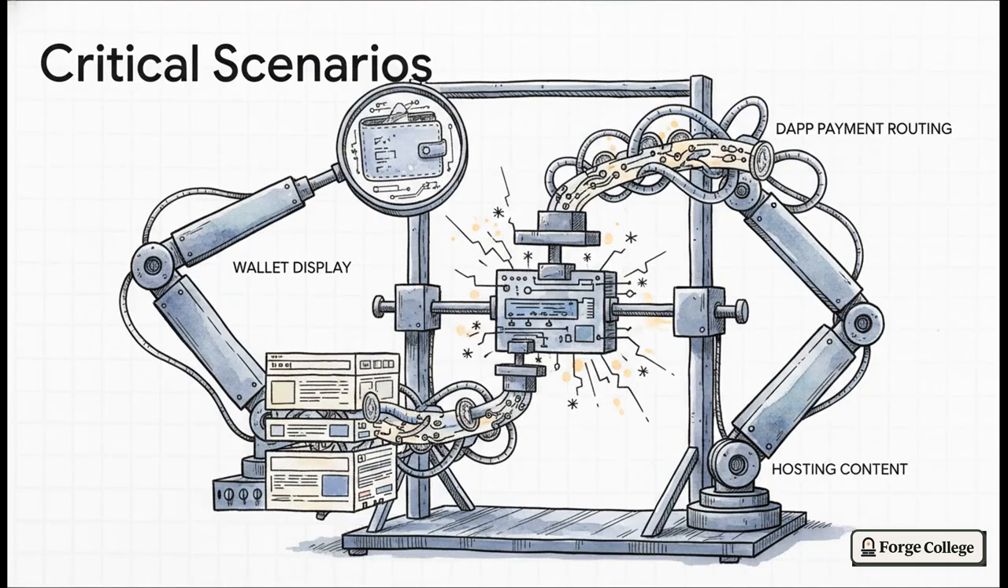Understanding these scenarios is absolutely vital for students in Forge College courses who are out there building real, robust, decentralized apps right now. We're going to run our contact card through 3 real-world stress tests just to see exactly where things can bend or break. Number 1, wallet identity display. Number 2, dApp payment routing. And number 3, hosting content with content hash.